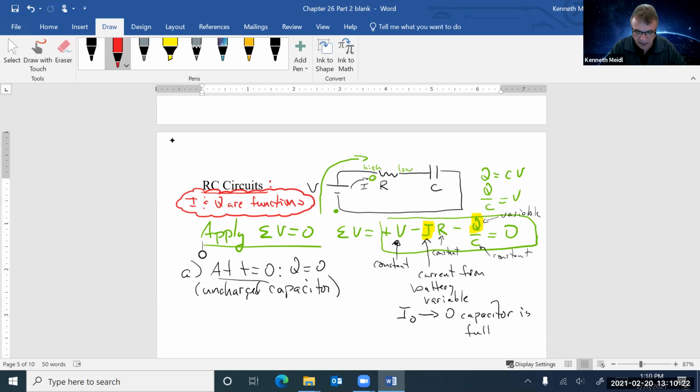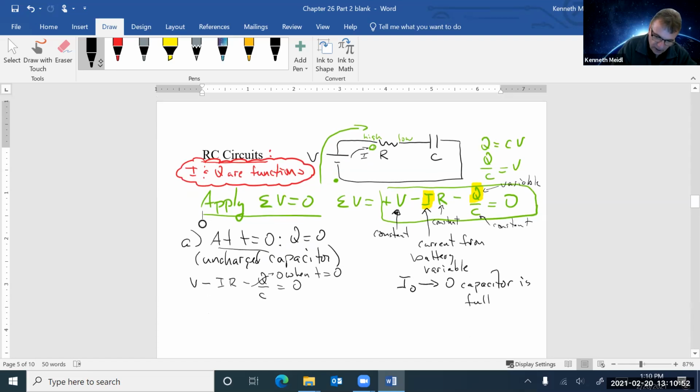So at t equals 0, there is no charge on the plates for an uncharged capacitor. Okay, so what does this mean here? If Q is 0, and I've got this equation that is describing my physics, that term is 0 when t equals 0. So I'm just going to throw that out of there, and what I end up with is this right here.